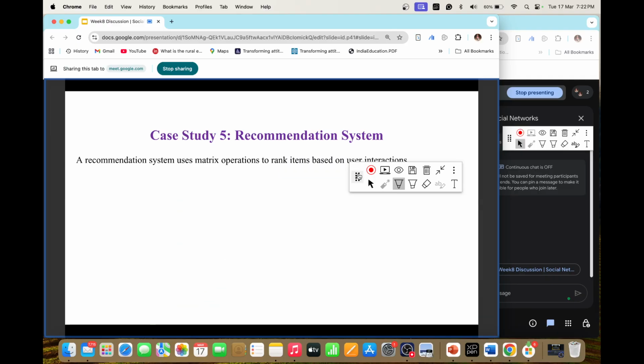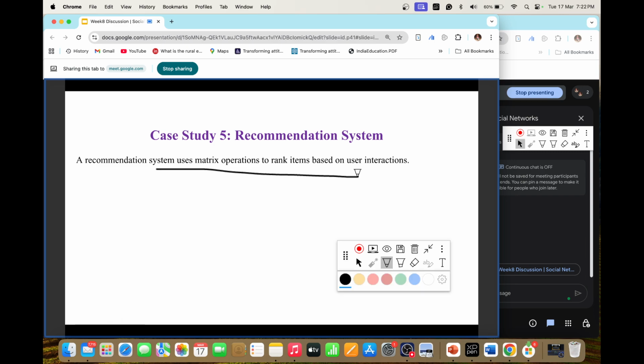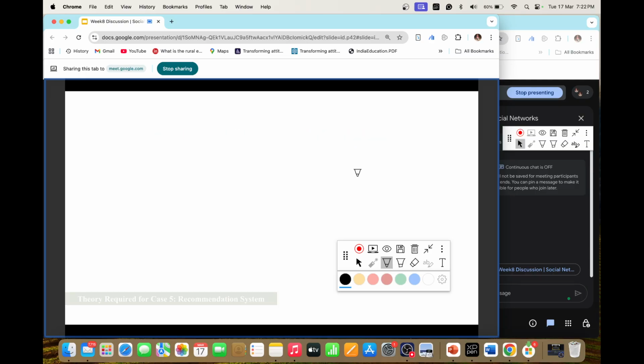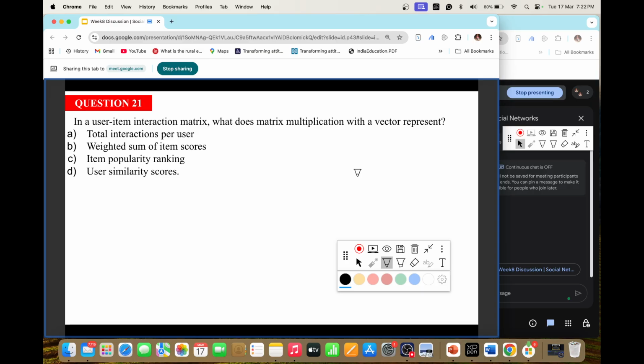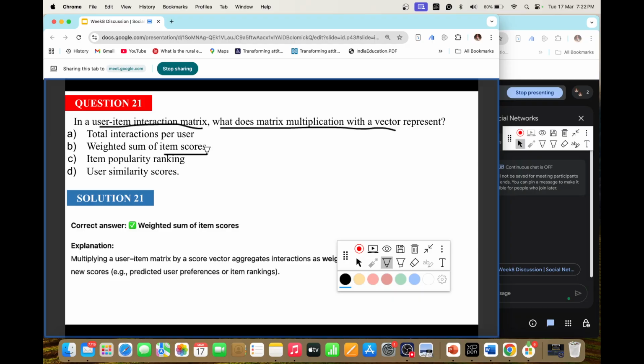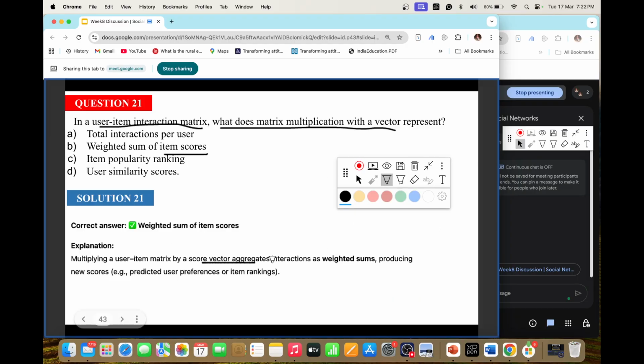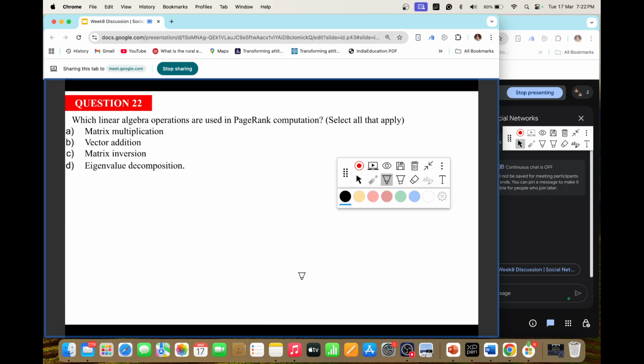Now case study 5, recommendation system. A recommendation system uses matrix operations to rank items based on user interactions. I am not going through all these details, let's move on to the question. In a user interaction matrix, what does matrix multiplication with a vector represent? True interaction per user, weighted sum of item scores, item popularity ranking, or user similarity scores. So here, weighted sum of item scores will be the answer. Multiplying a user-item matrix by a score vector aggregates indicators into a weighted sum, producing new scores, for example predicted user preferences or item ranking. So option B is the correct answer.